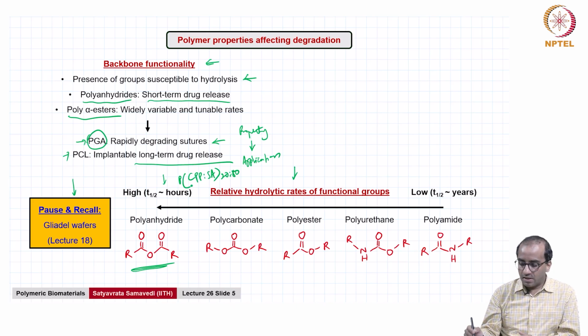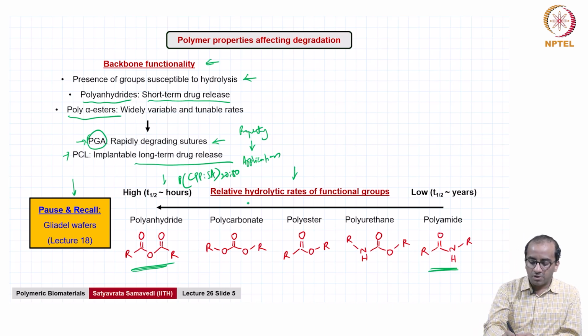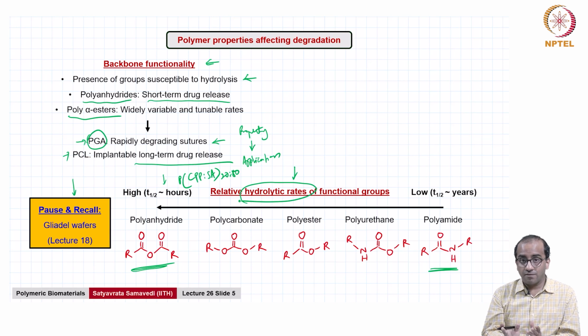Now, on the other hand, you have something like polyamide, right. Nylon, for example, is a polyamide. It is going to take much longer to degrade, right, because polyamides are not that easily susceptible. Again, they can undergo hydrolysis eventually, because remember you are looking at hydrolytic rates of functional groups on a relative basis, but this probably explains why nylon can persist for very long, right? When nylon sutures are used, they are for all practical purposes considered non-degradable, right? And somewhere in between, you can have something like a polyester, right? Like PGA, PCL, etc. And even here, there is some subtlety.